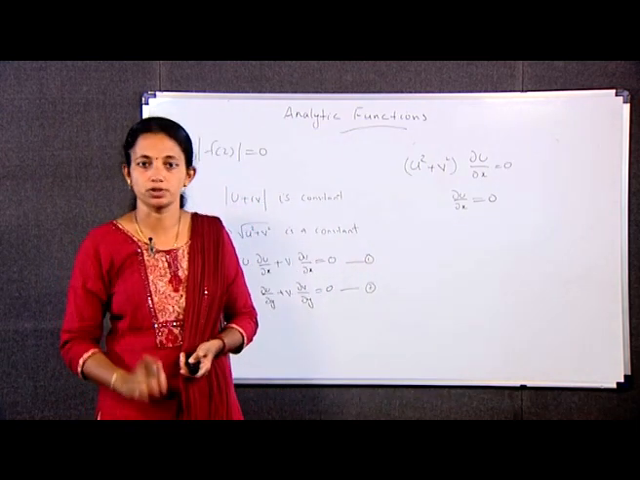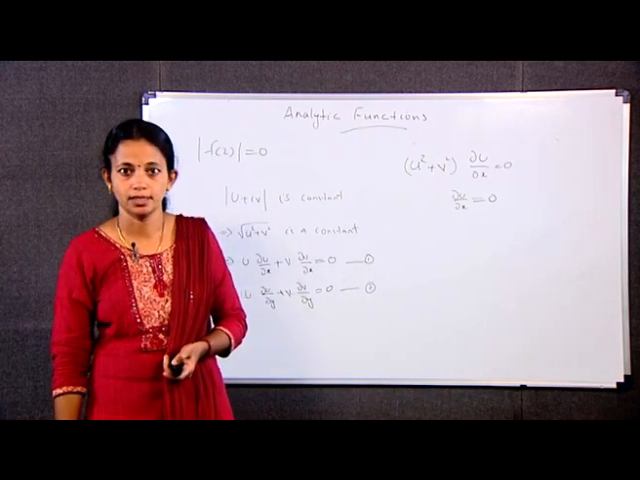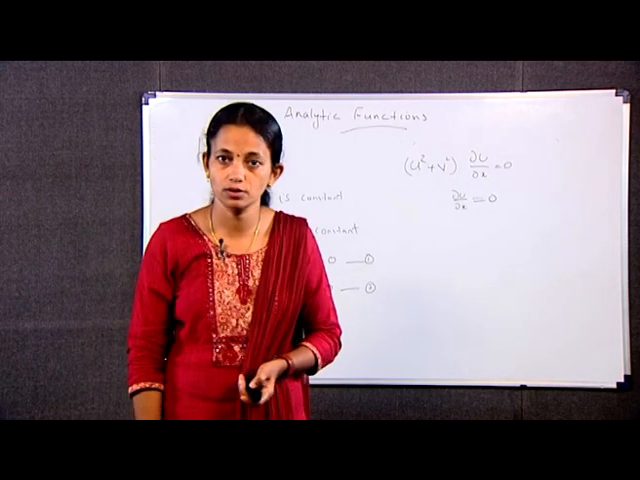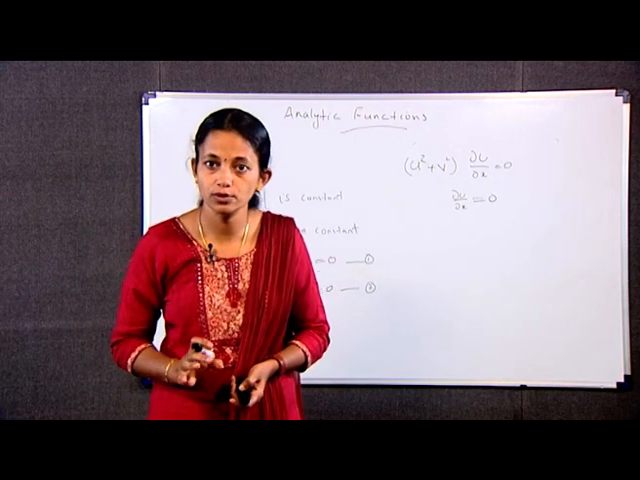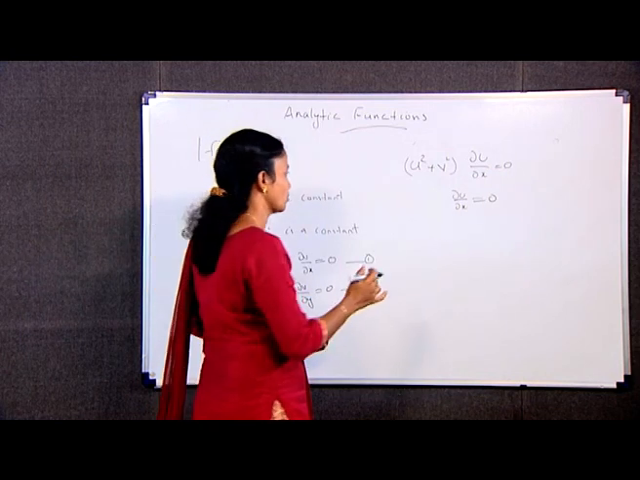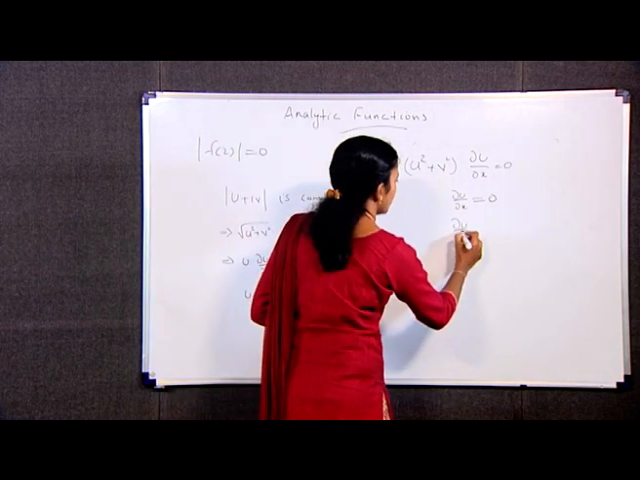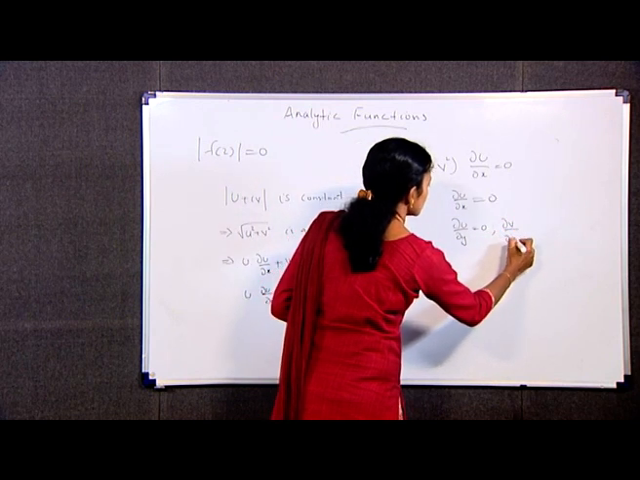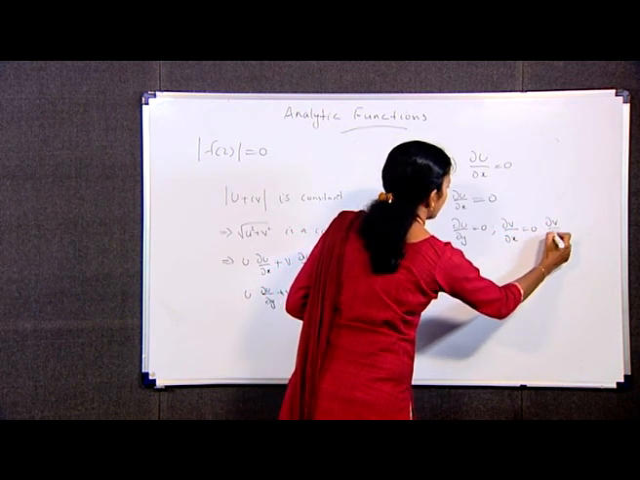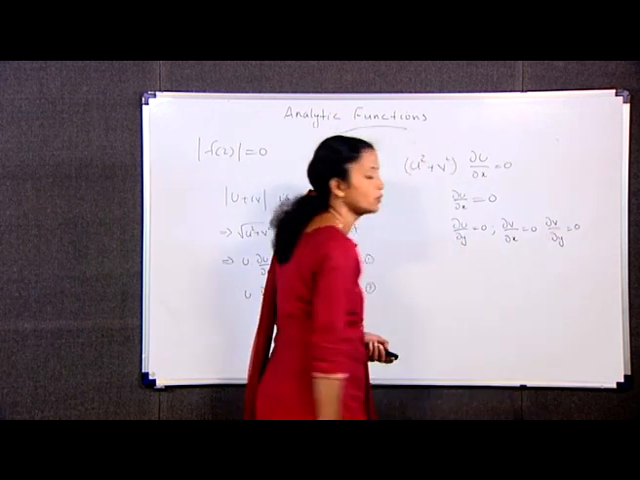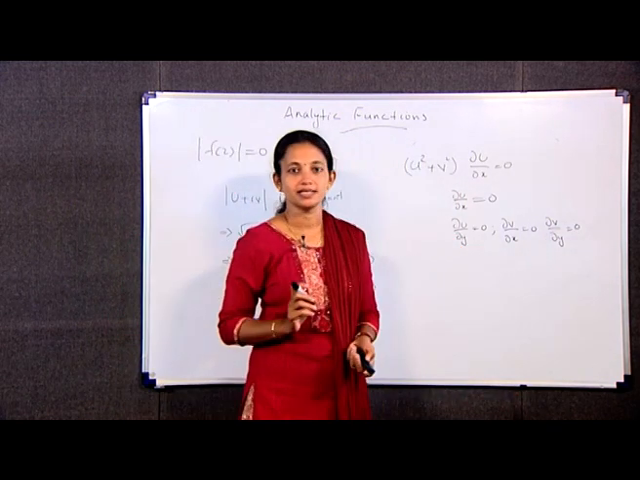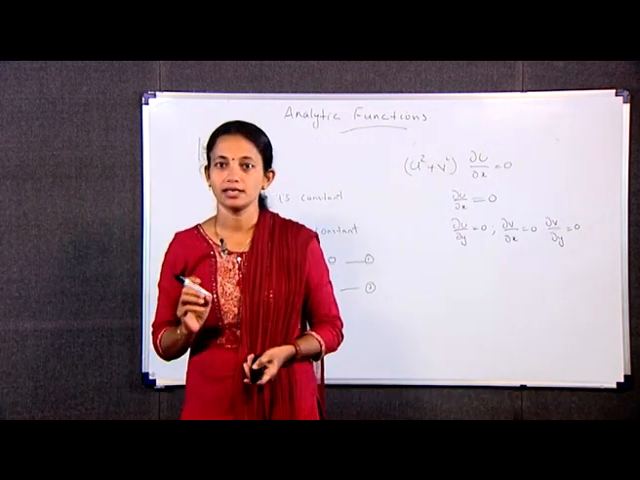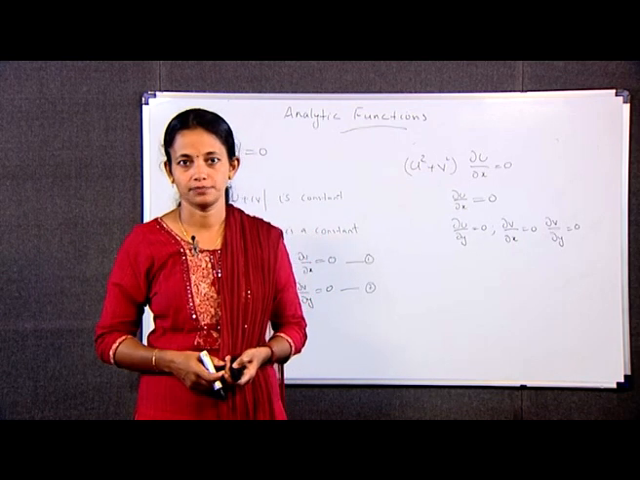By a similar process, we can show that dou u by dou y is equal to 0, dou v by dou x is equal to 0, and dou v by dou y is equal to 0. Hence, u and v are constant, and hence f(z) is a constant.